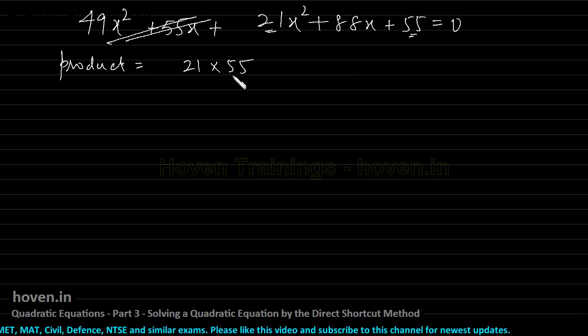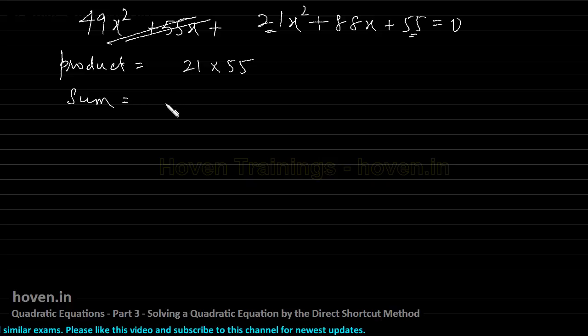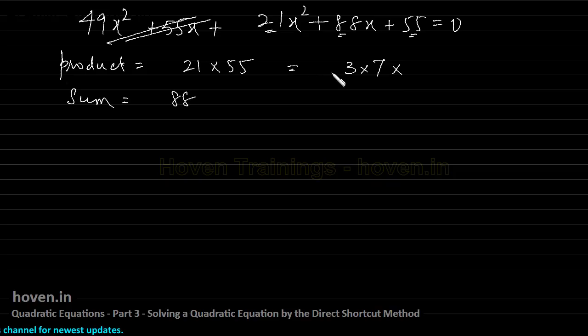I will not complete this product because I have to factorize it ultimately. And the sum is what? The sum is given as 88, which is the same as B. Now I will factorize this one. This will be 3 multiplied by 7. And this one will be 5 multiplied by 11.